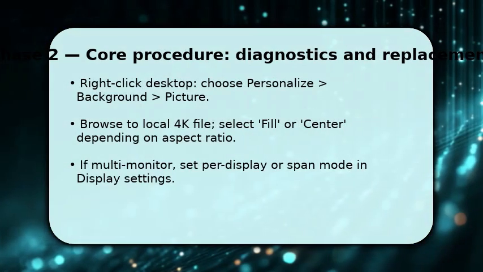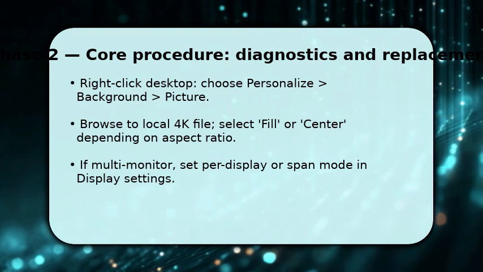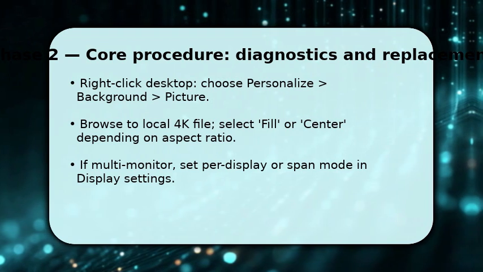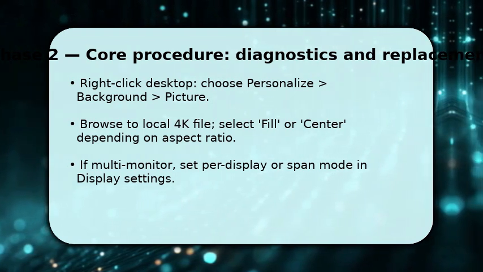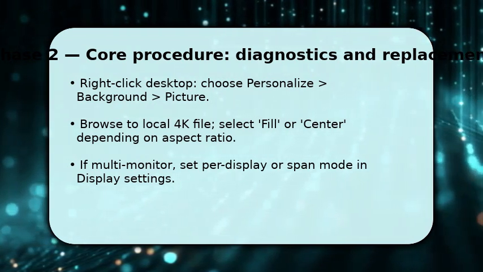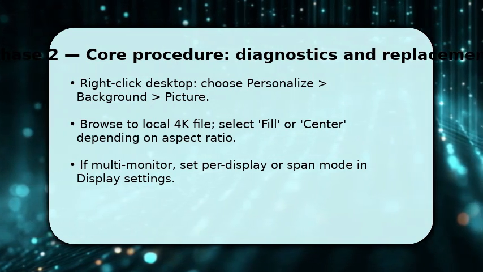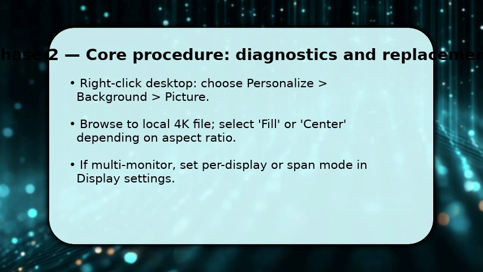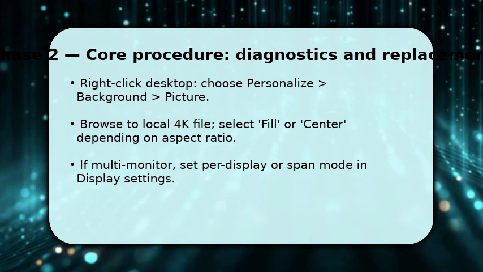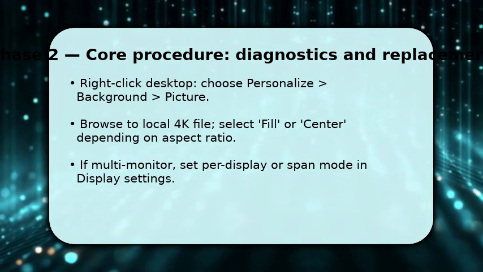Now you apply the image. Right-click the desktop and open Personalize, then Background. Browse to the local 4K file and select it. Use Fill when the aspect matches, or Center when you prefer no cropping. This preserves detail. For multi-monitor setups, decide whether to set the image per display or span it across monitors in display settings, because stretching across different resolutions can blur the image.